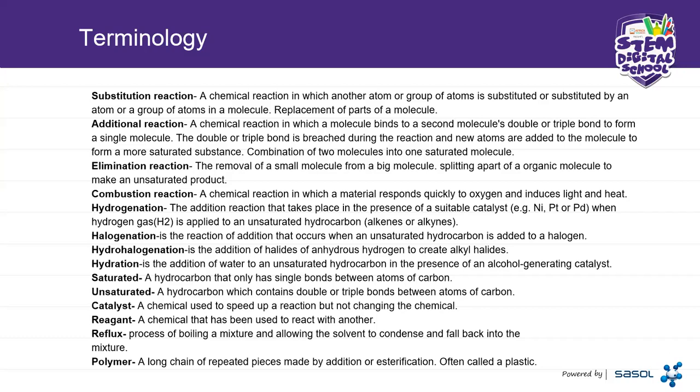So now we've got the next one, which is our combustion reaction. A combustion reaction is a chemical reaction in which a material reacts quickly with oxygen and produces light and water. This means that we are working with a burning reaction, whereby whatever substance we have will react with oxygen, and this will give us light and water. Light could be fire, light could be an explosion, it could be any one of those things. So that will be our combustion reaction.